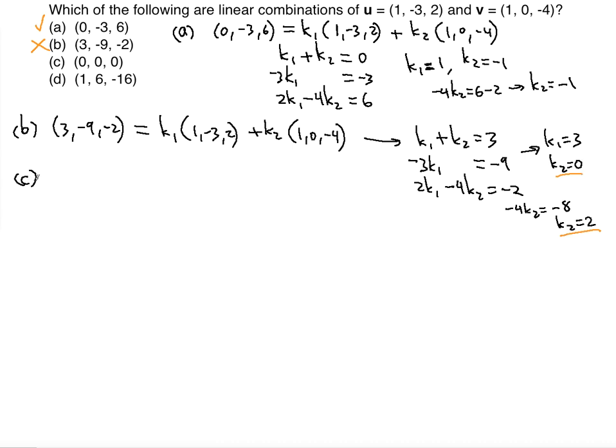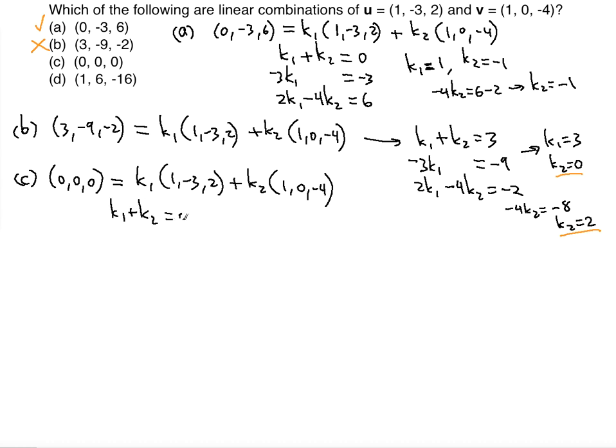All right, next example, 0, 0, 0. All right, plus k2, 1, 0, negative 4. Right, so again, copying the left side, 0, so everything is 0. Negative 3k1 is equal to 0. 2k1 minus 4k2 is equal to 0. Right, so k1 is equal to 0, k2 will be equal to 0, and this will not give you a different result because everything is 0, right? So this is a linear combination.